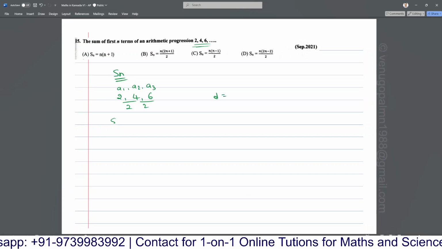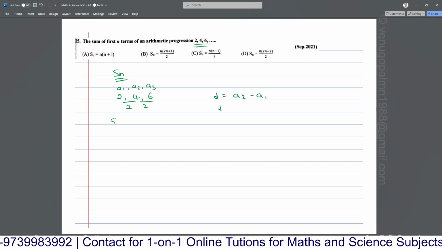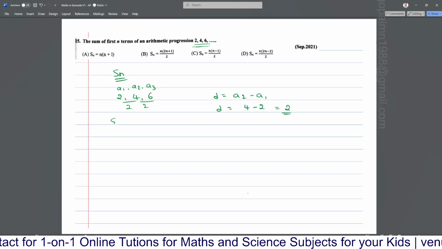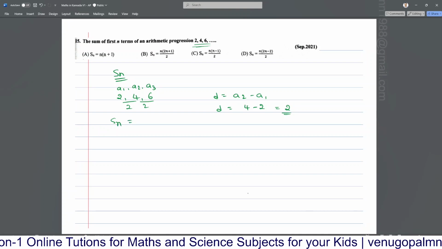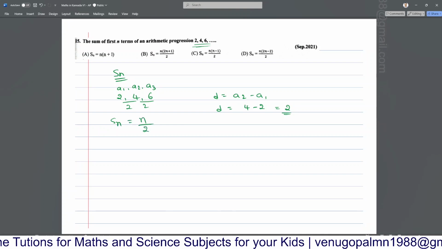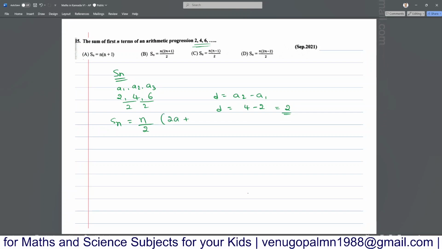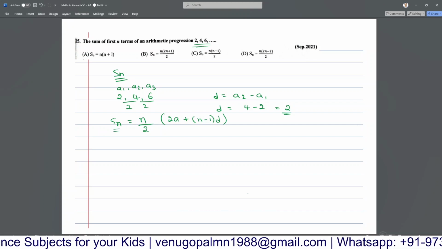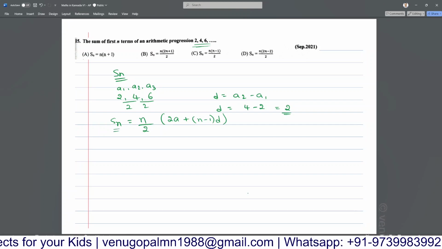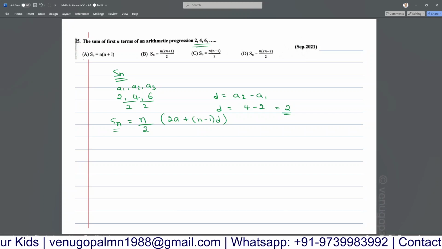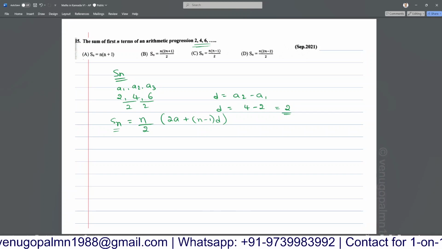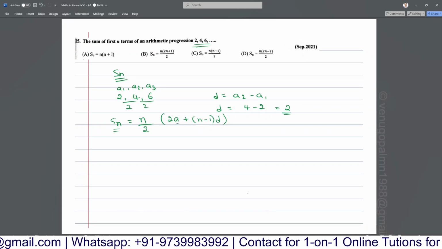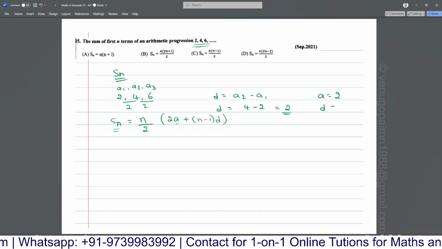Correct? d is equal to what? a2 minus a1. So d is equal to 4 minus 2, which would become 2. Okay, we got the common difference. Now from the formula we know S of n is equal to n divided by 2 into 2a plus (n minus 1) into d. This is the S of n formula from our learnings, as per the standard. So now we just have to substitute the d value and a value in this formula. We know a is equal to the first value, which is 2, and d is also equal to 2.